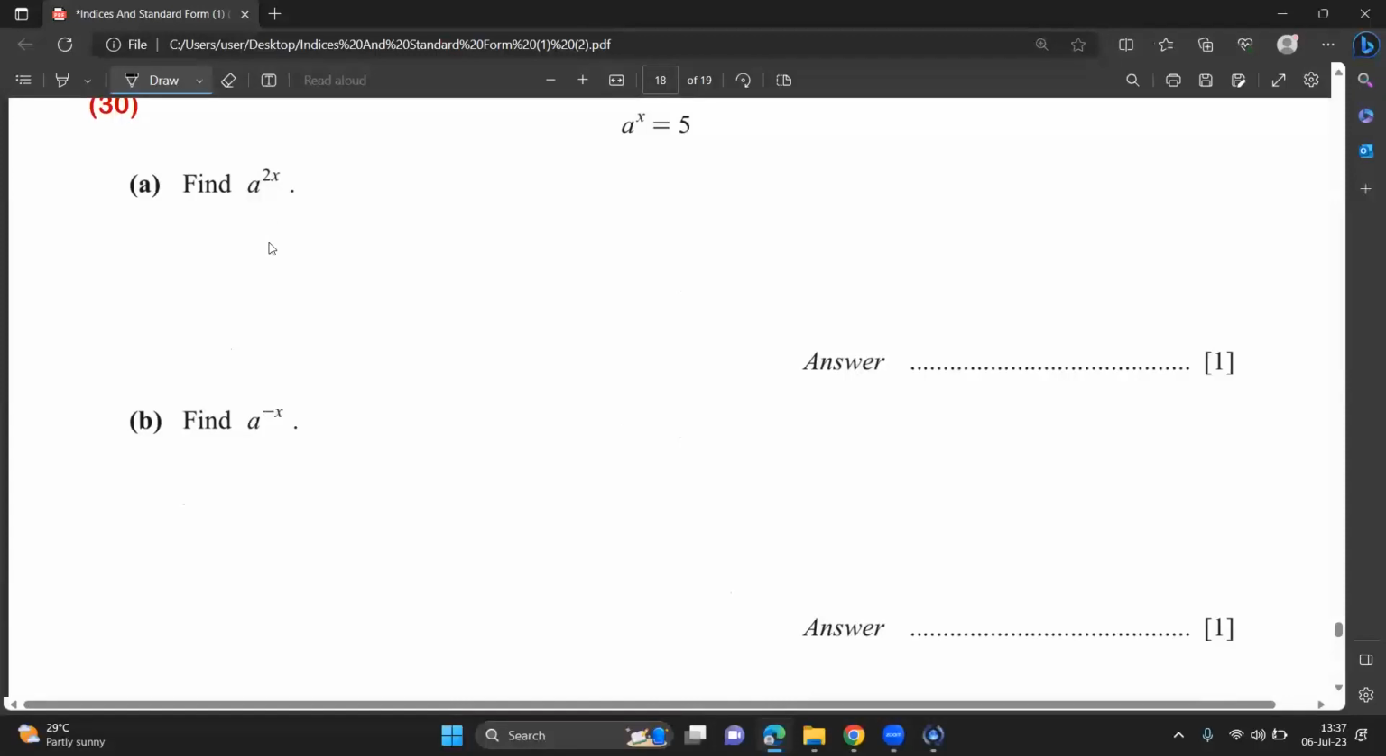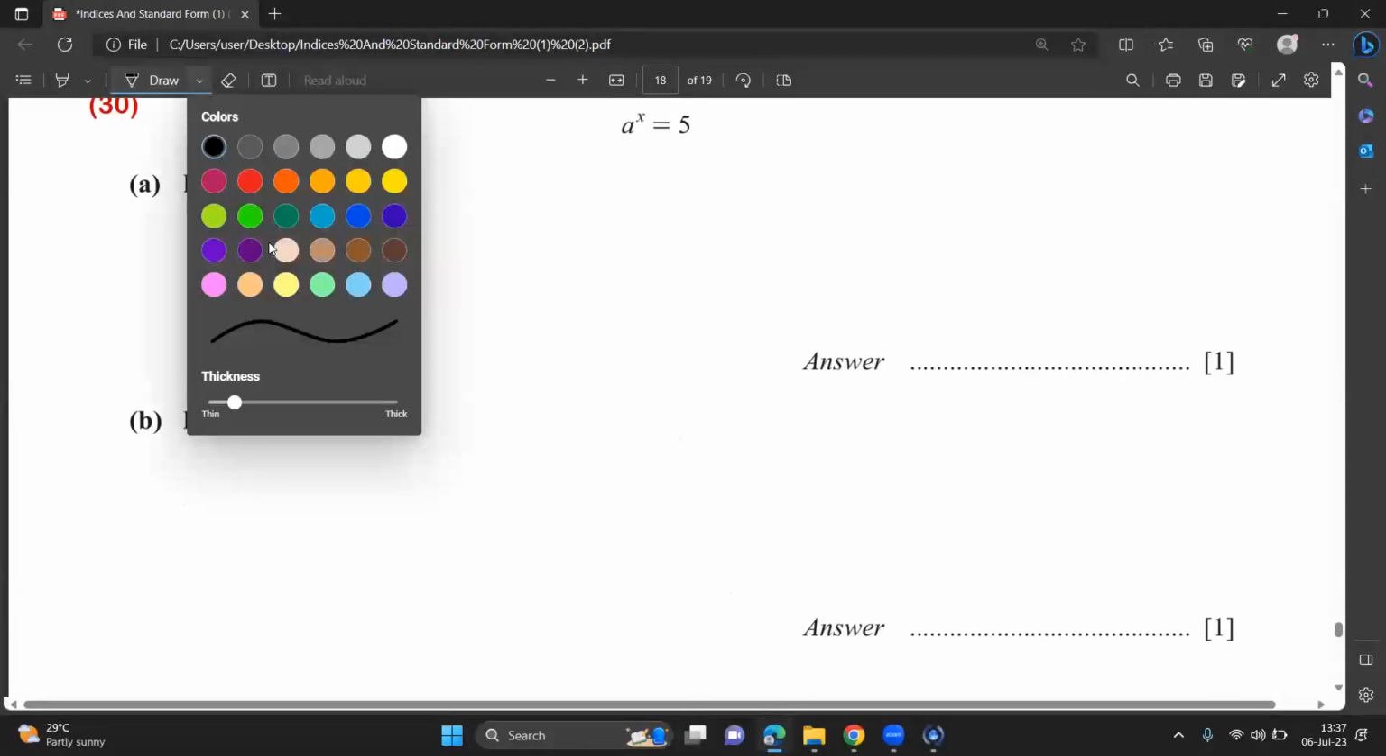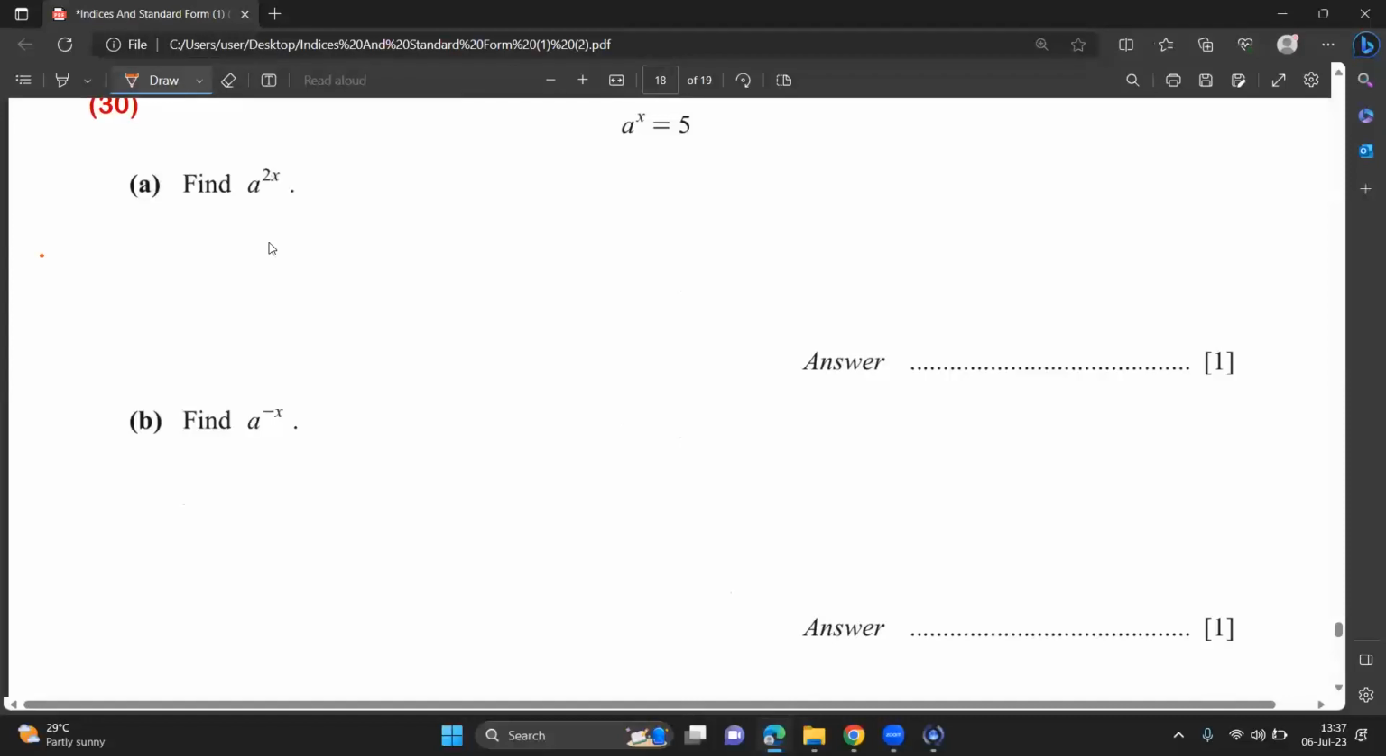Find a to the power 2x. In this case, I want you to write this as ax to the power 2. It's the same thing, right? Do we know what ax is? What is it? 5. So now what is 5 squared? 25.